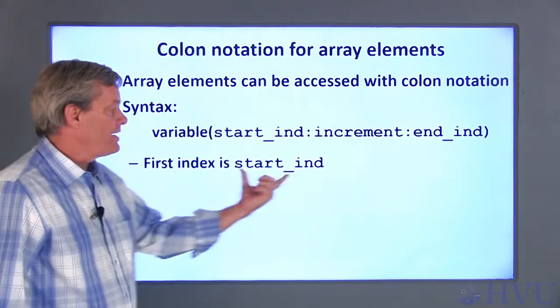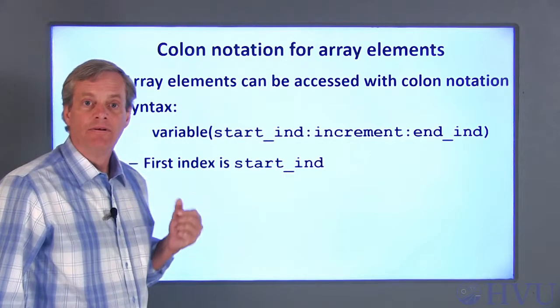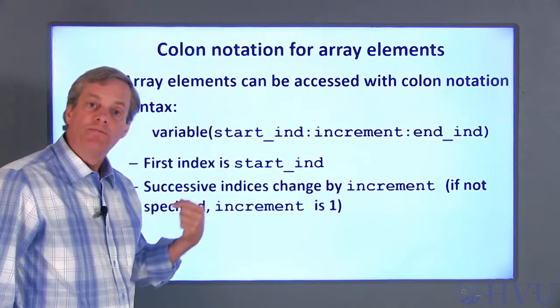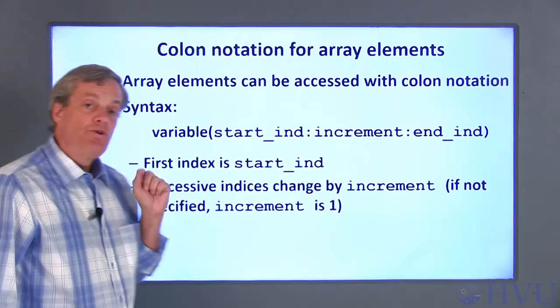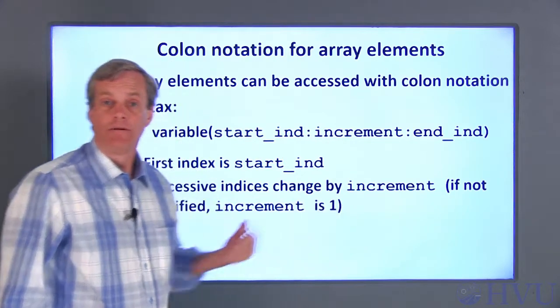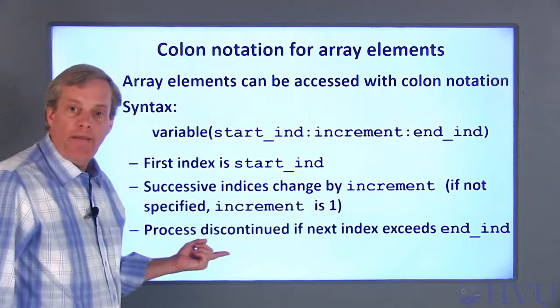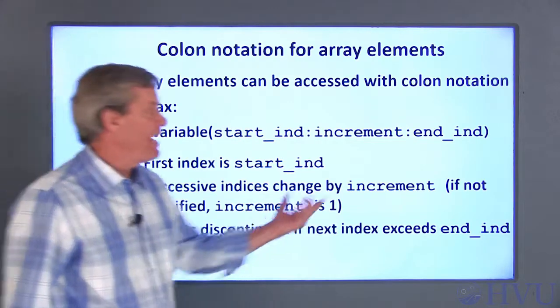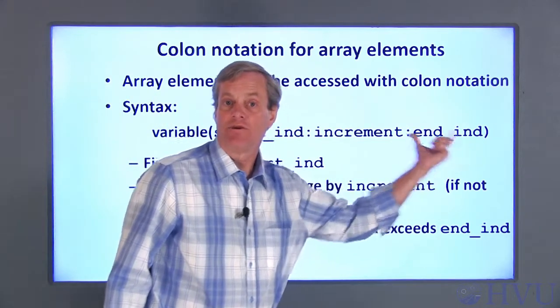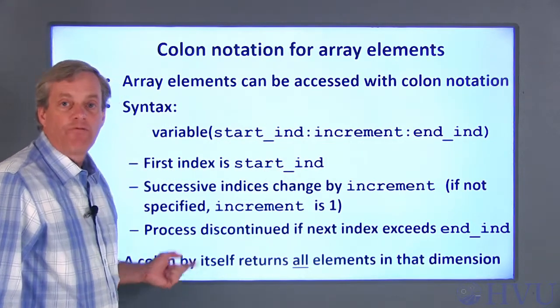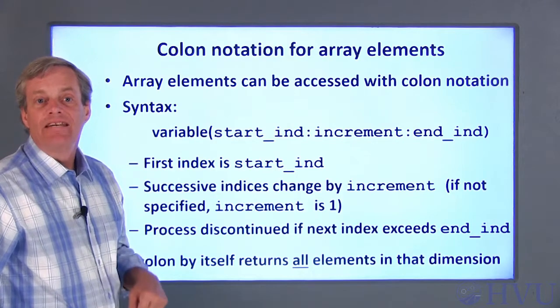The first index is start_ind. Subsequent indices are created by adding the increment to the previous index. You don't have to specify an increment, but if you don't, it counts by ones. The command stops creating indices when the next value in the sequence exceeds the value specified by end_ind. A colon by itself returns all of the elements in that dimension of the array.